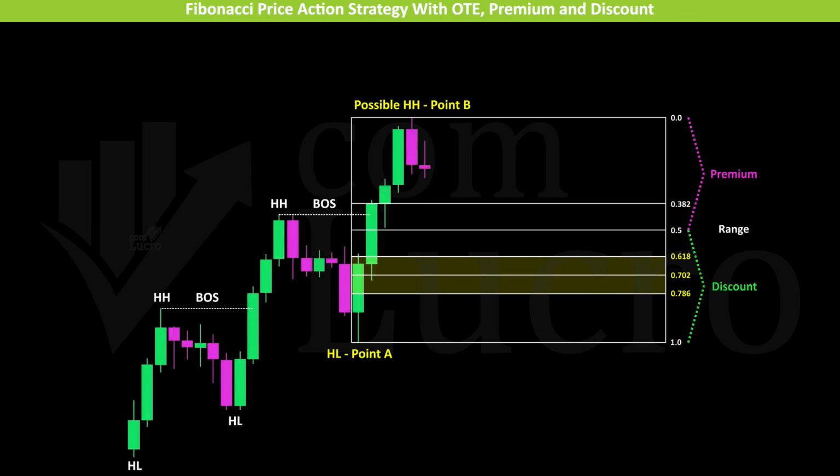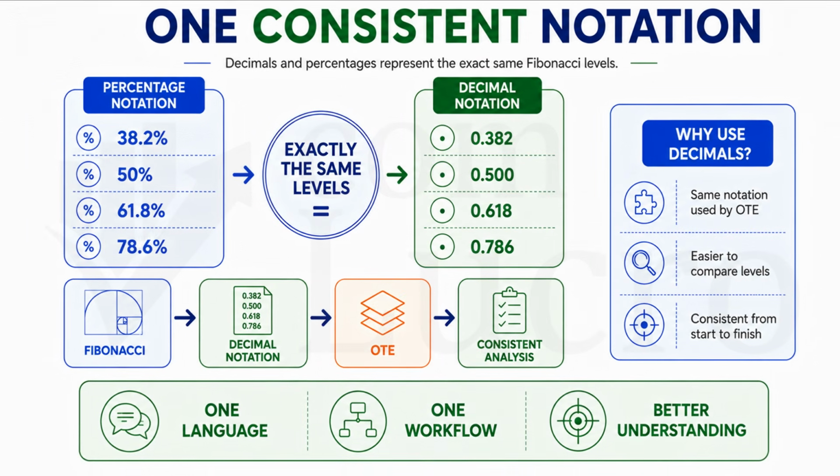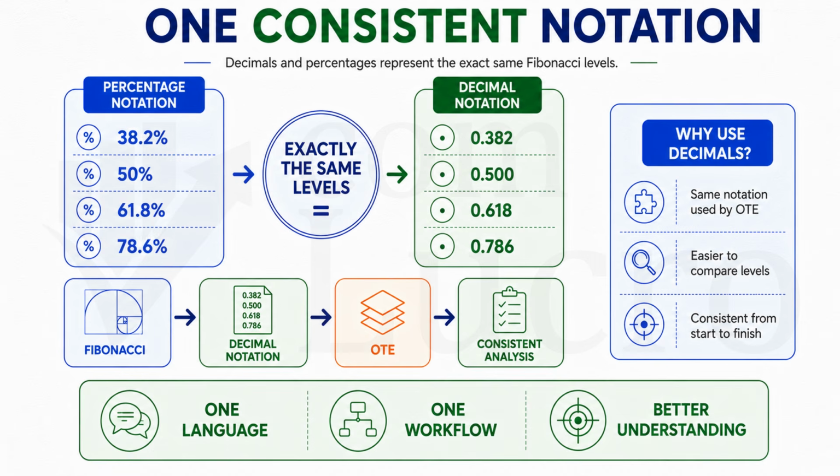But which Fibonacci levels are the most useful for trading? Let's go through some important concepts. Before we do, a quick word on notation. You'll notice that here on the channel, we write these levels as numbers, like 0.382, 0.5, 0.618, and 0.786, instead of percentages.